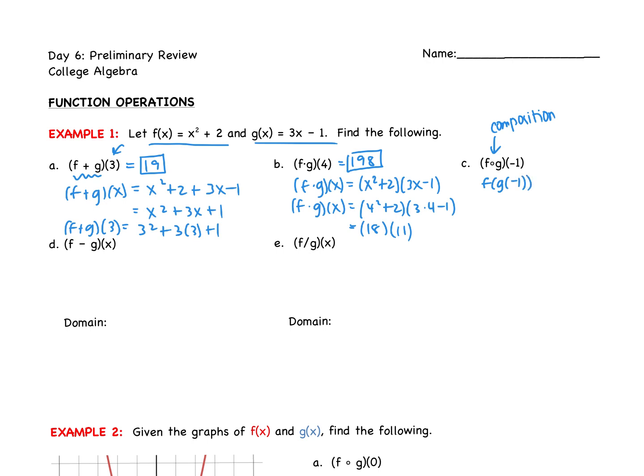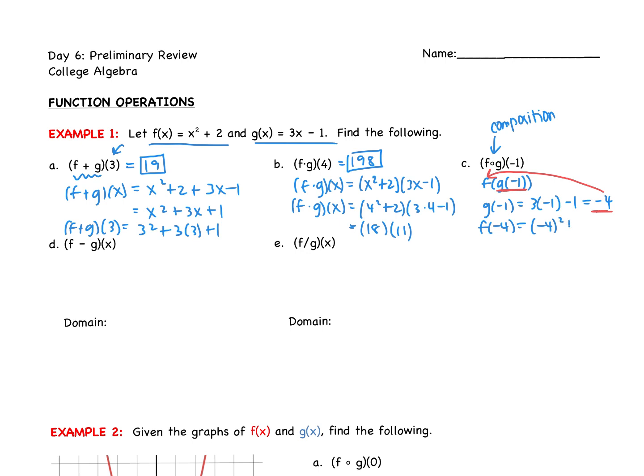That's what we're doing. So we're plugging negative 1 into g, figuring out what that is, and plugging it into f. So we will start with g of negative 1. So that's 3 multiplied by negative 1 minus 1, which is negative 4. So this g of negative 1 is negative 4. So what we're doing then is plugging that into f. So we are now doing f of negative 4.